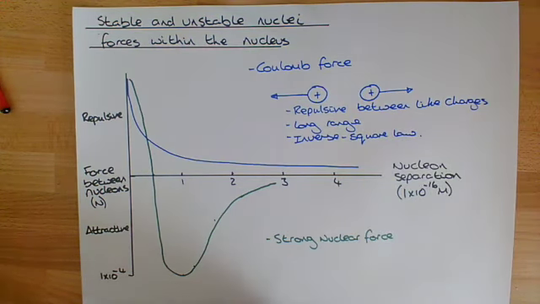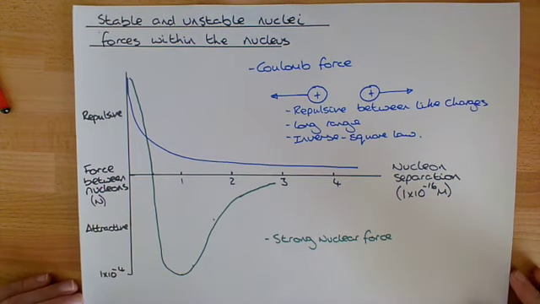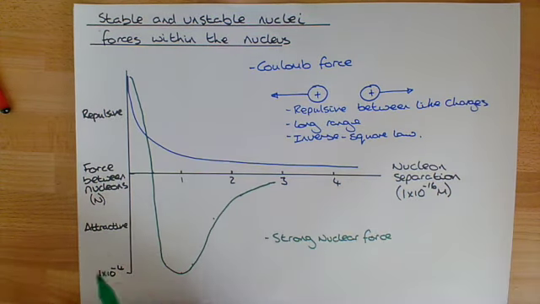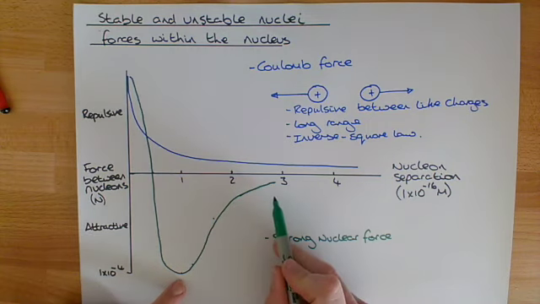So within the nucleus itself, that Coulomb force is trying to push all of the protons apart. So there's got to be something else in play which is able to keep it together. And that's where the strong nuclear force comes in. And the strong nuclear force is represented by this green line here.